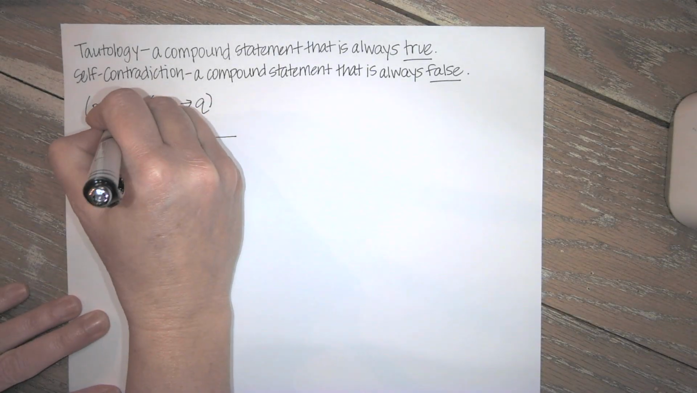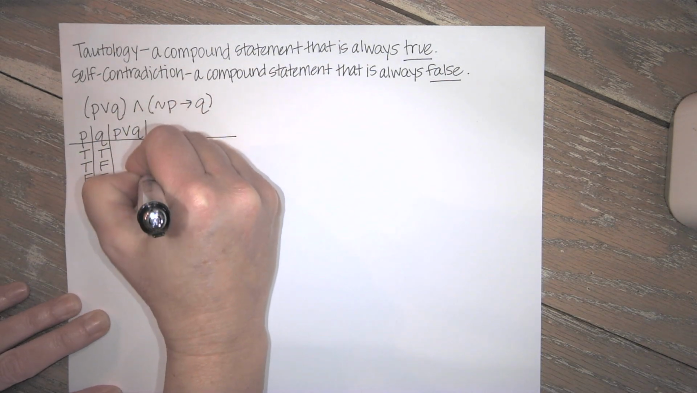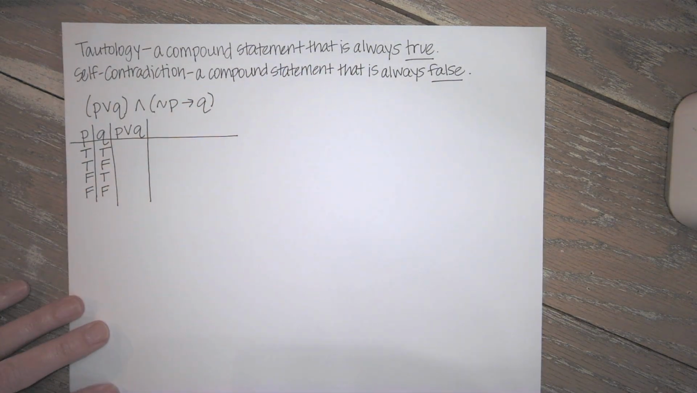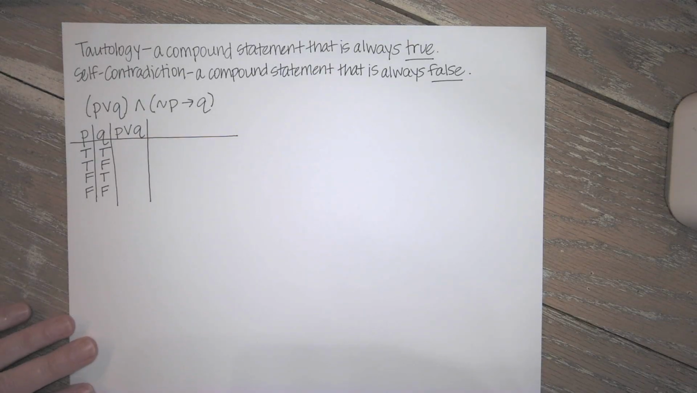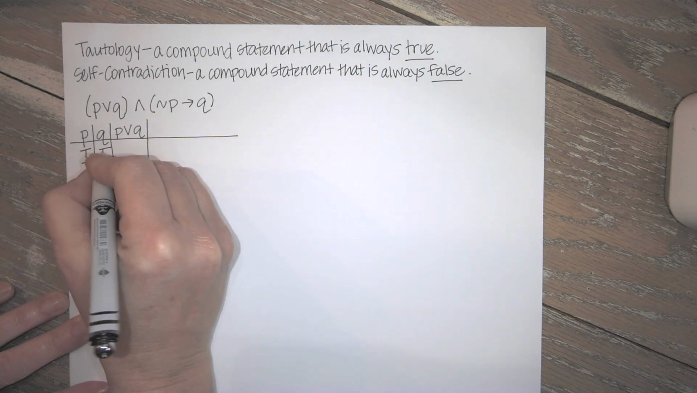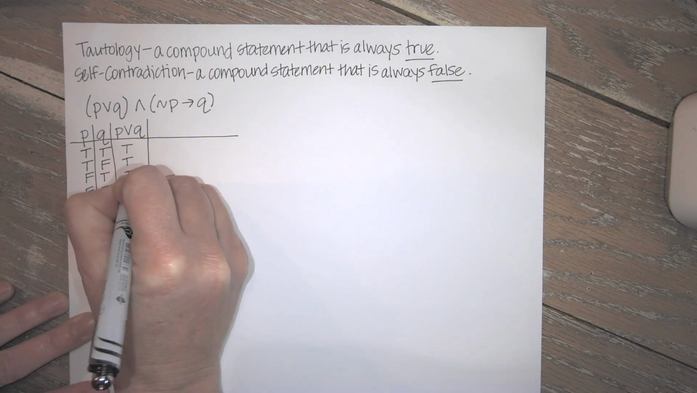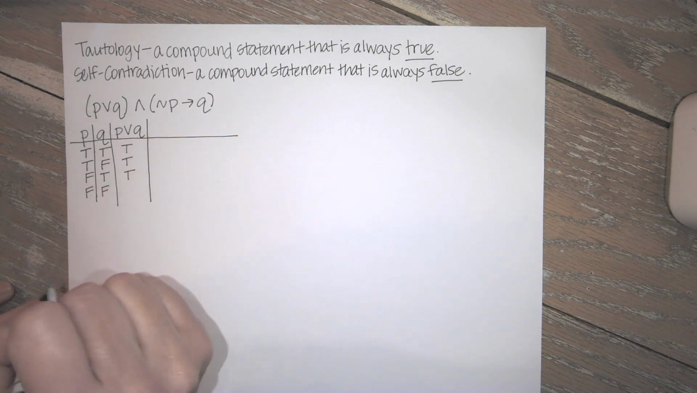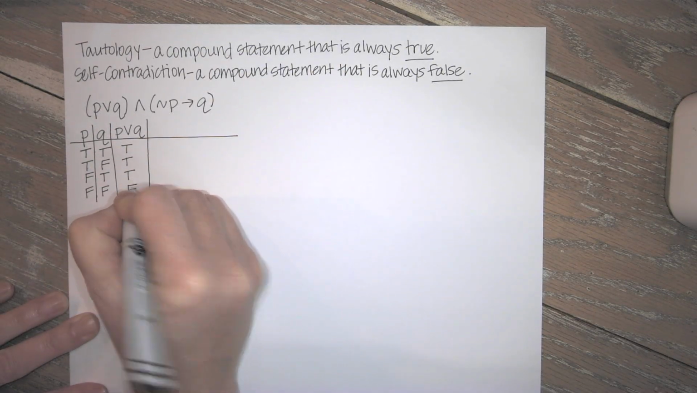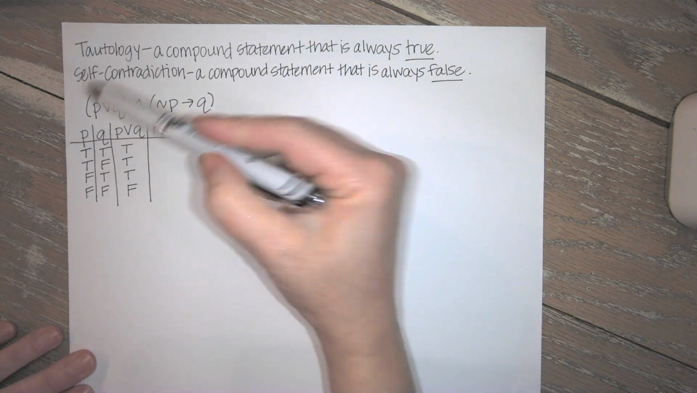All right, so first I'm going to build P or Q. It's one of my basic truth tables. A disjunction or an or statement is true as long as one of its parts is true, or at least one of its parts. So true, true will be true, this will be true, this will be true. Those all had at least one part true. The only time a disjunction is false is when they're both false. So we have this piece built.